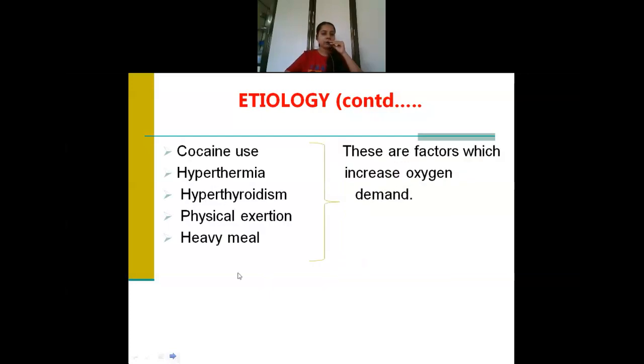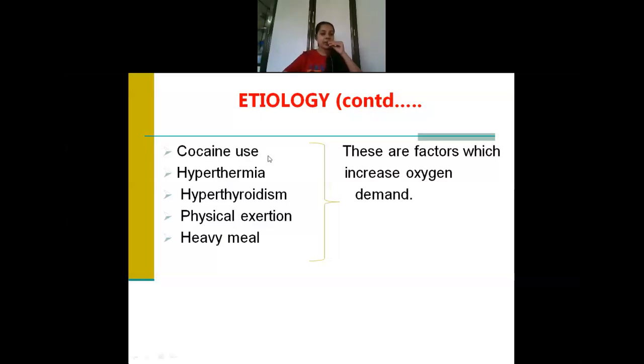Next, a few other factors will increase oxygen demand. In all these factors, oxygen demand is more, but supply is less. For example, when you use drugs, or when you have high temperature, hyperthermia, or hyperthyroidism, or when you do exercise, or after a heavy meal, what will happen? The need for oxygen is more. The demand here is more, but supply is less. So what will happen? It will trigger chest pain.